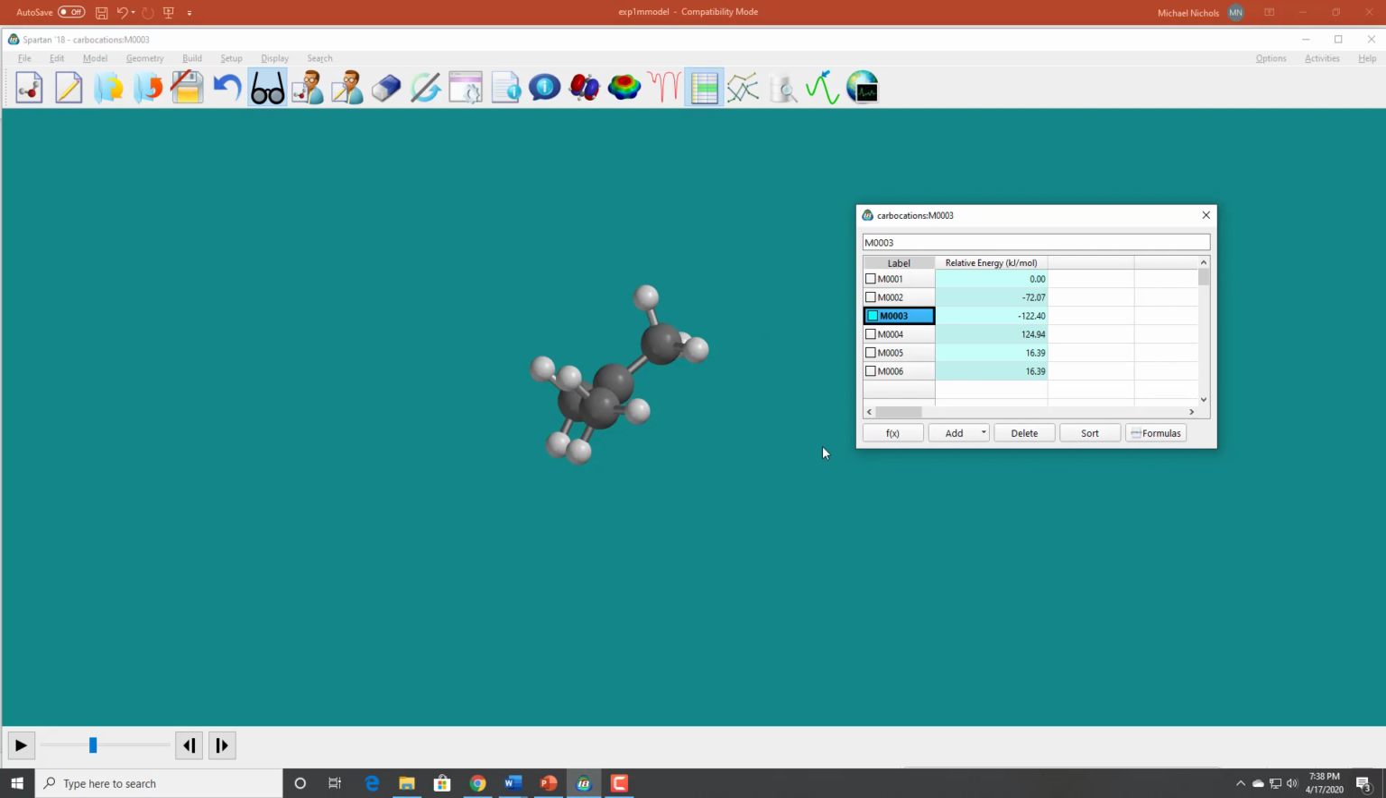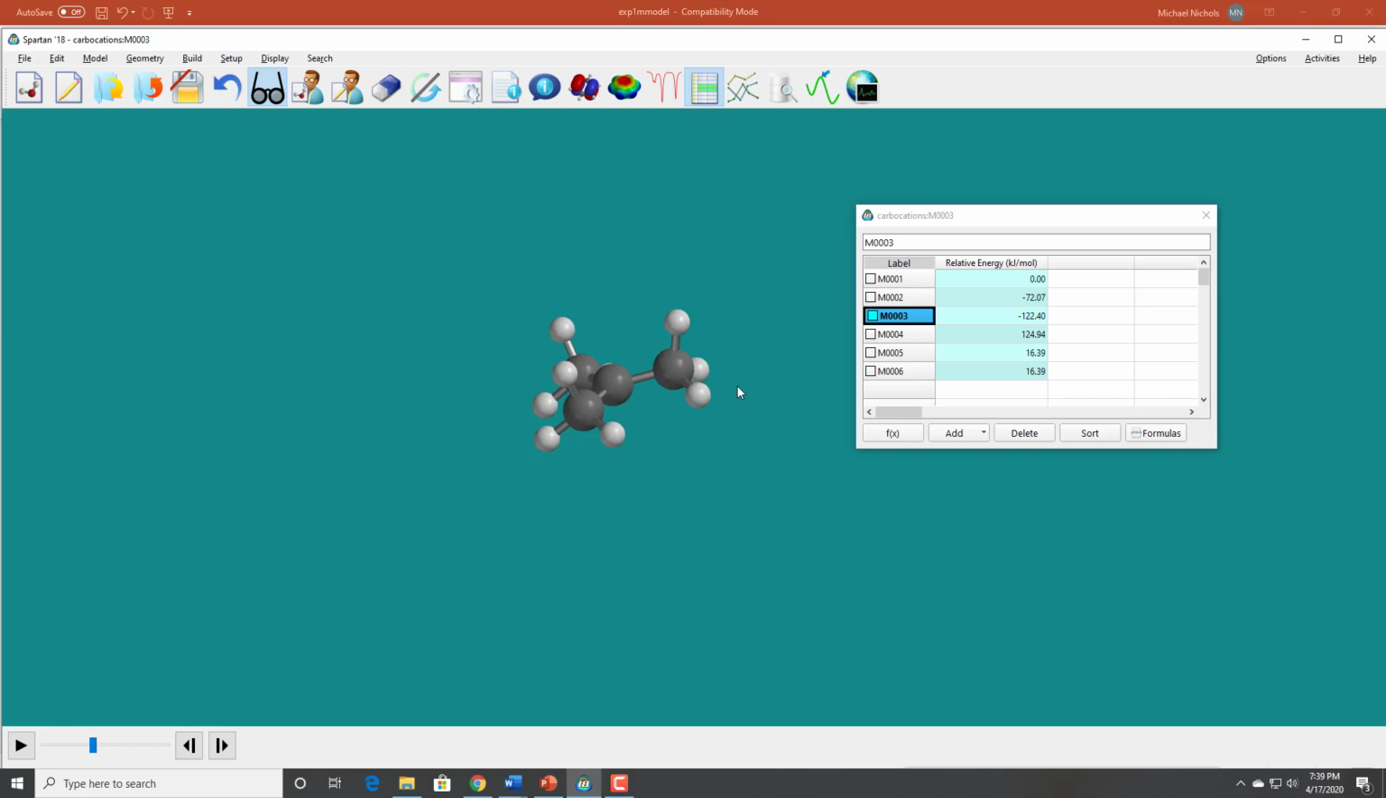All right, let's go to number 3. Number 3 was a tertiary carbocation. Again, flat sp2 hybridized carbon. It's minus 122.40. So what's the trend? Again, what does it mean that these numbers are growing more negative?